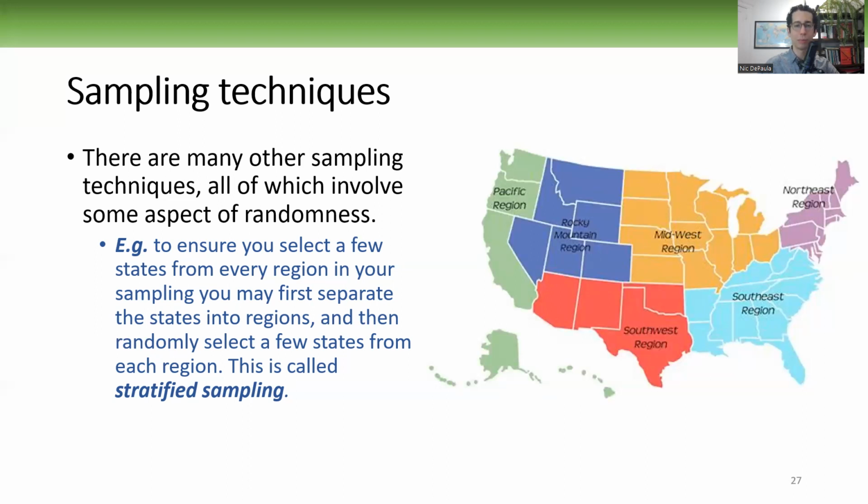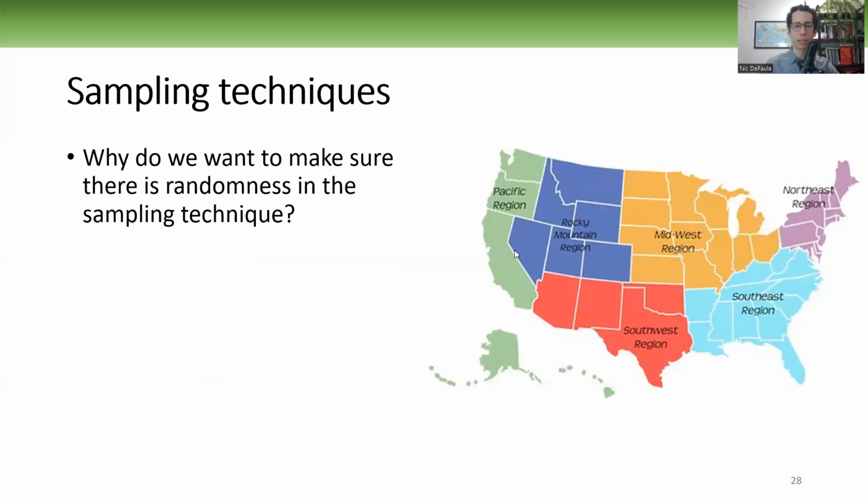So in order to get a representative sample, what you may do is have 5 or 6 different hats, and each hat has the states of the different regions. And then you take 2 from each region or something like that. And in that sense, you increase the chance that you have a more representative sample in your stratified sampling technique.